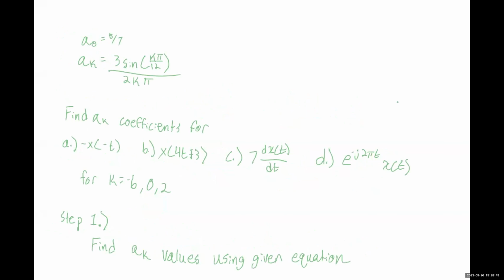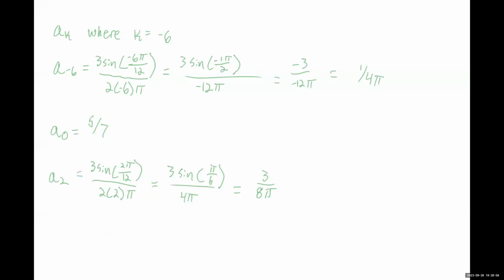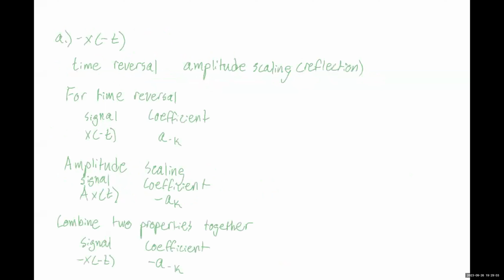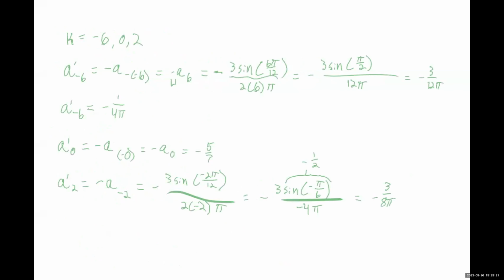Let me run through this again real quick, just kind of the process. So we solved for our original a_k values utilizing our equation. And then for each transformation of the signal, we first determined what properties we needed to use and the individual effects on the coefficient. We then determined the overall change to the coefficient, and we used that to solve with our different k values.